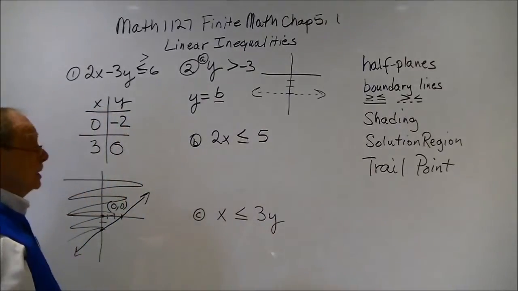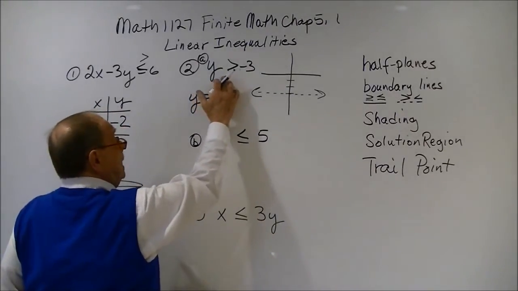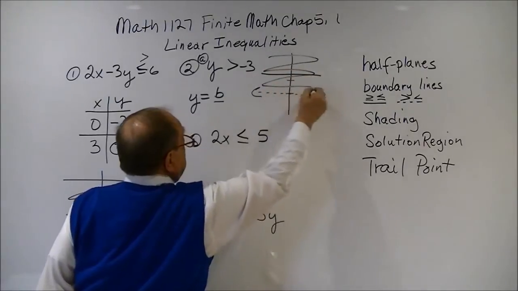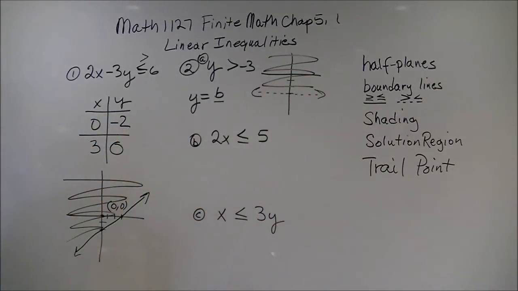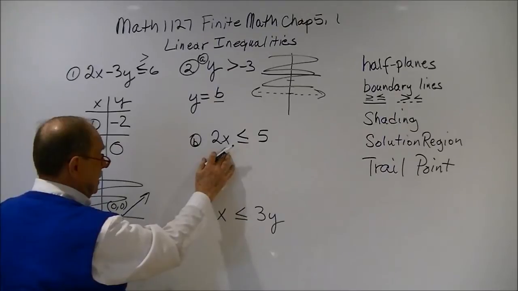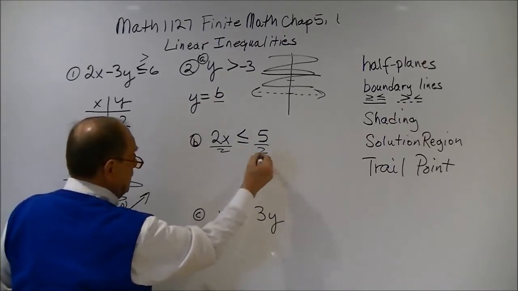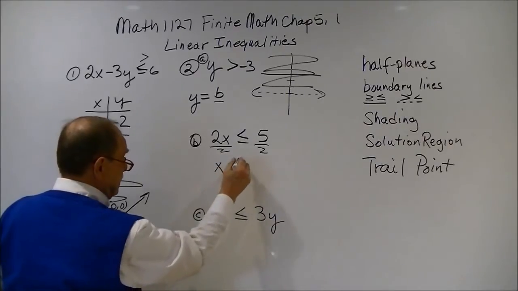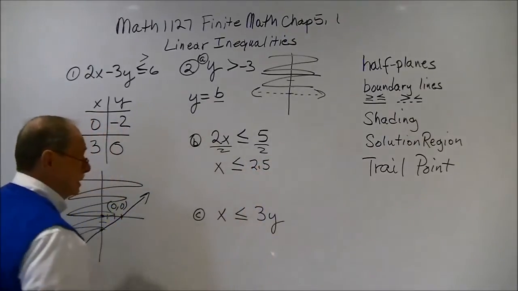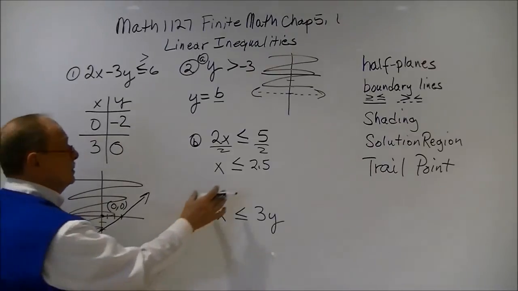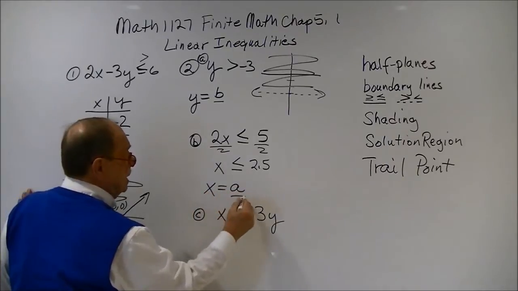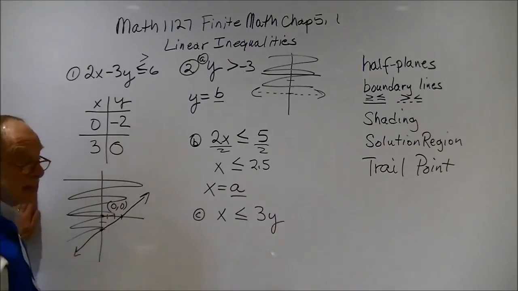Now, we have to shade. This one's pretty easy because it says y is greater. That's a positive y is greater. So we're just going to shade above. Now in this equation, again, it looks a little strange. There's no y, it's only an x. So we solve for the x by dividing both sides by 2. And we get x is less than or equal to, I can change it to 2.5, makes it a little easier to graph. And this special form of our linear equations is x equals a, where a, recall, is the x-intercept.